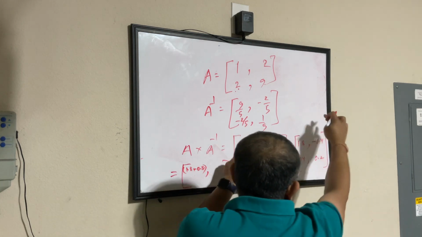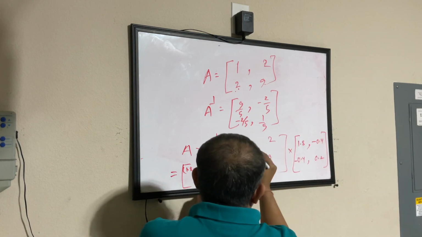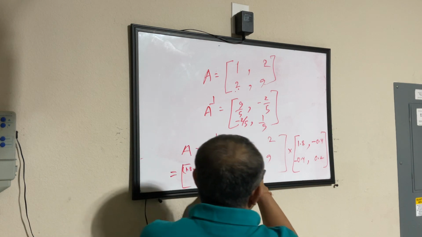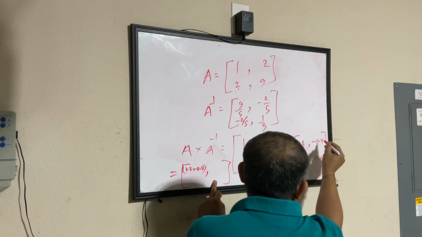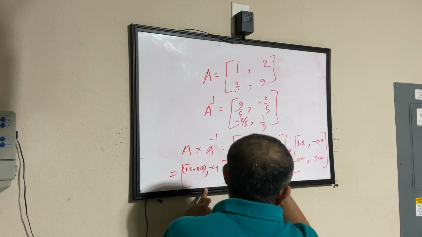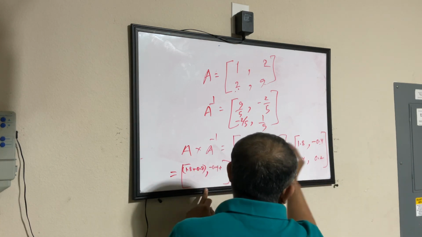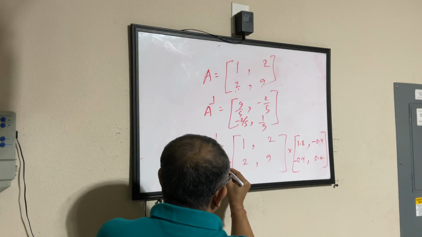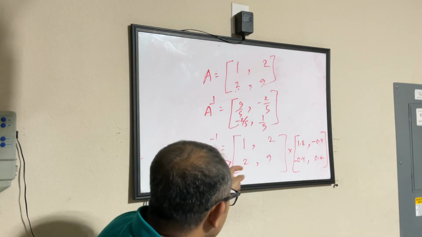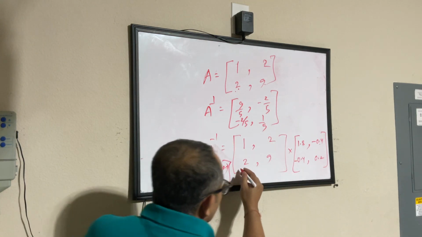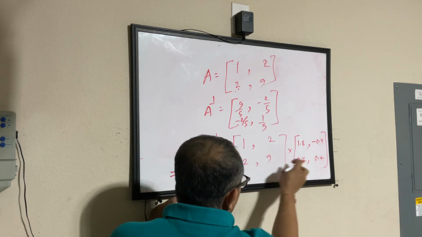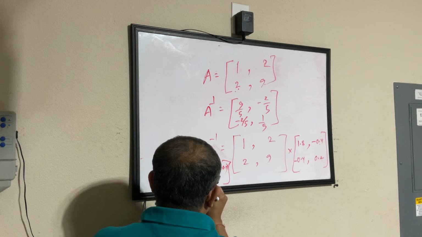Then row, column. So this will be my second term. Second value in the first row and this column. 1 into minus 0.4 will be minus 0.4, plus 2 into 0.2 will be plus 0.4. This is my first row, second column. Now if I go to the second row, first column. So 2 into 1.8 is 3.6 and 9 into minus 0.4 gives me minus 3.6.